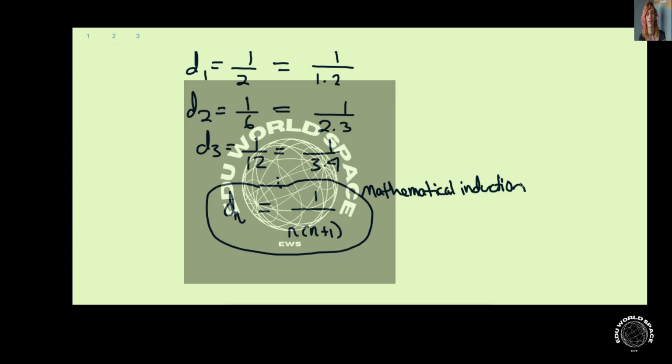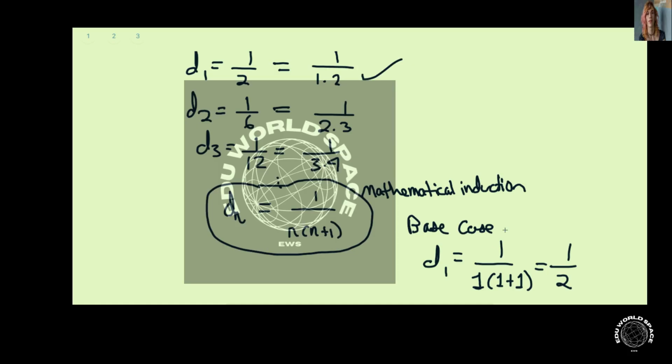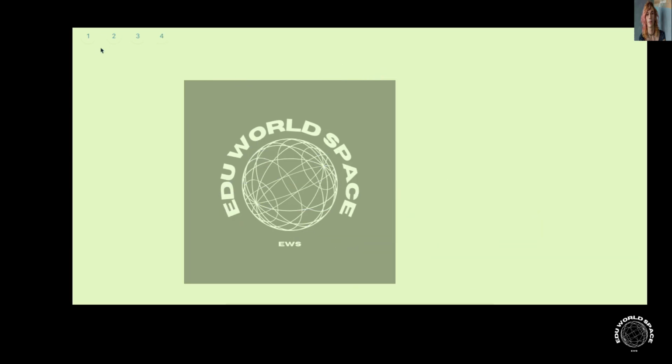So here, the next step will be to verify this fact using induction. The first one would be the base case. d1 equals 1 over 1 times 1 plus 1. And we know this is true because we already computed d1 using the geometry and we had 1/2. So the base case for the induction is true. Let's go to the next step.